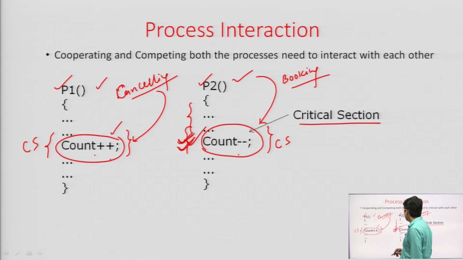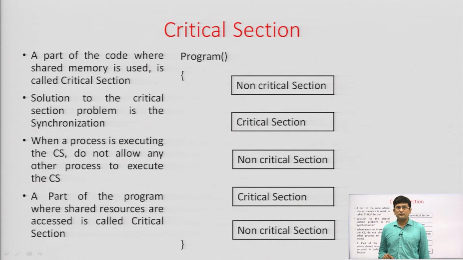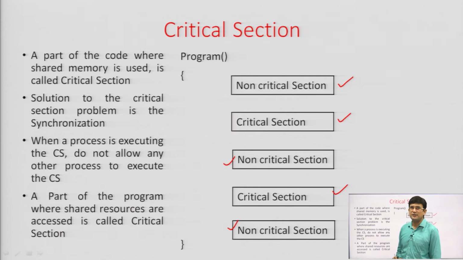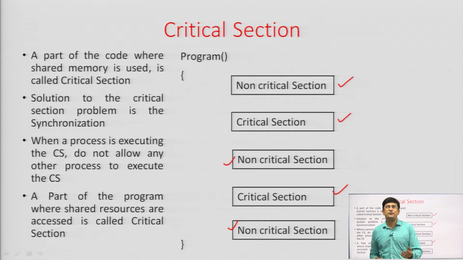Above this will be the non-critical section, and below this will be the non-critical section. So, in a process there can be a non-critical section, then a critical section, again a non-critical section, a critical section, and finally a non-critical section. It means in a process or program we can make use of the critical section several times. Though this is the basic theme of synchronization, that the critical section has to be securely accessed.